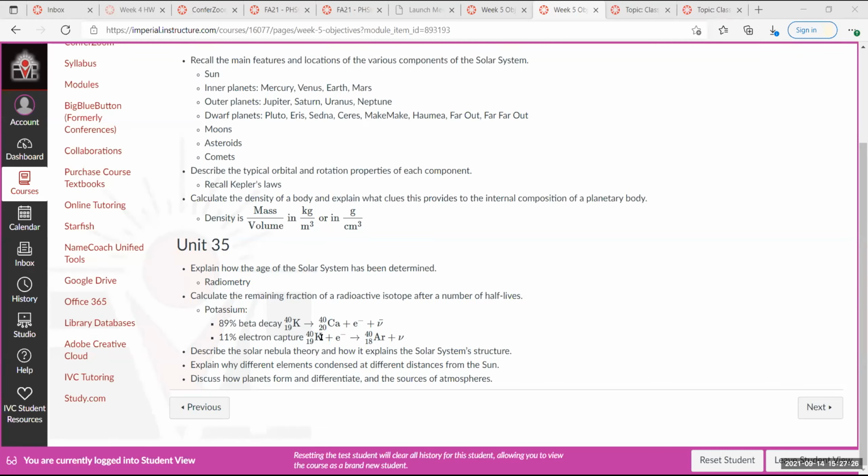11% of the time, the same potassium-40 can capture an electron and change into argon. Argon is a noble gas. It doesn't interact with anything. And again, that is 11% of the time. So if I have a sample and I can determine how much argon and calcium there is, and if I know the half-life of this process and the half-life of this one, I can determine the age of that rock. And that is exactly what we use to determine the age of the solar system, as a matter of fact, to be about 4.5 billion years.